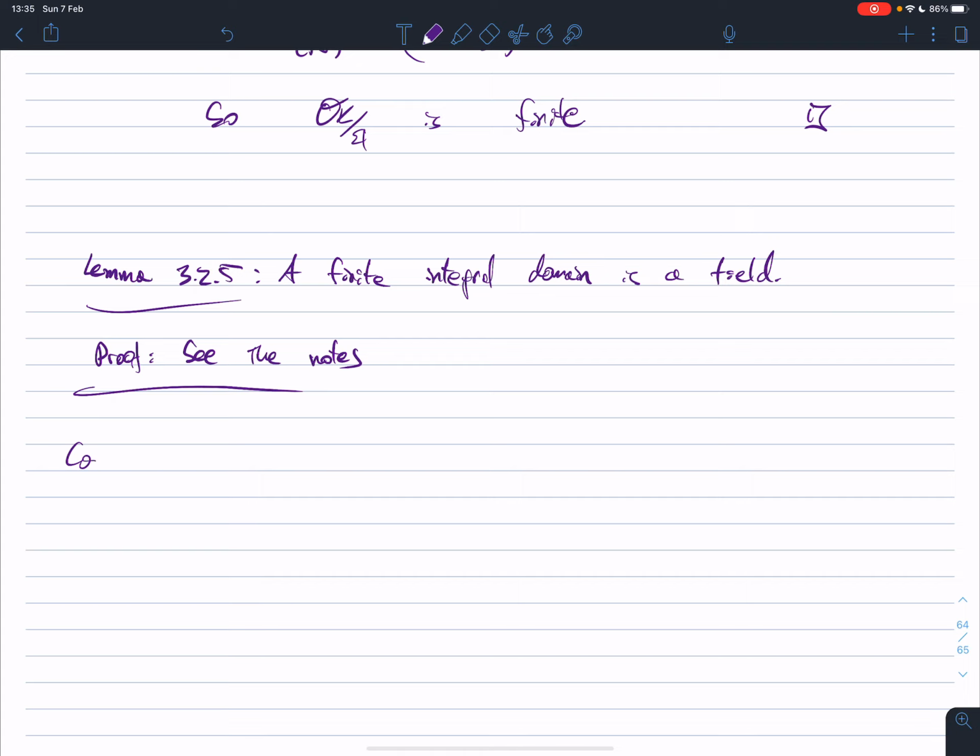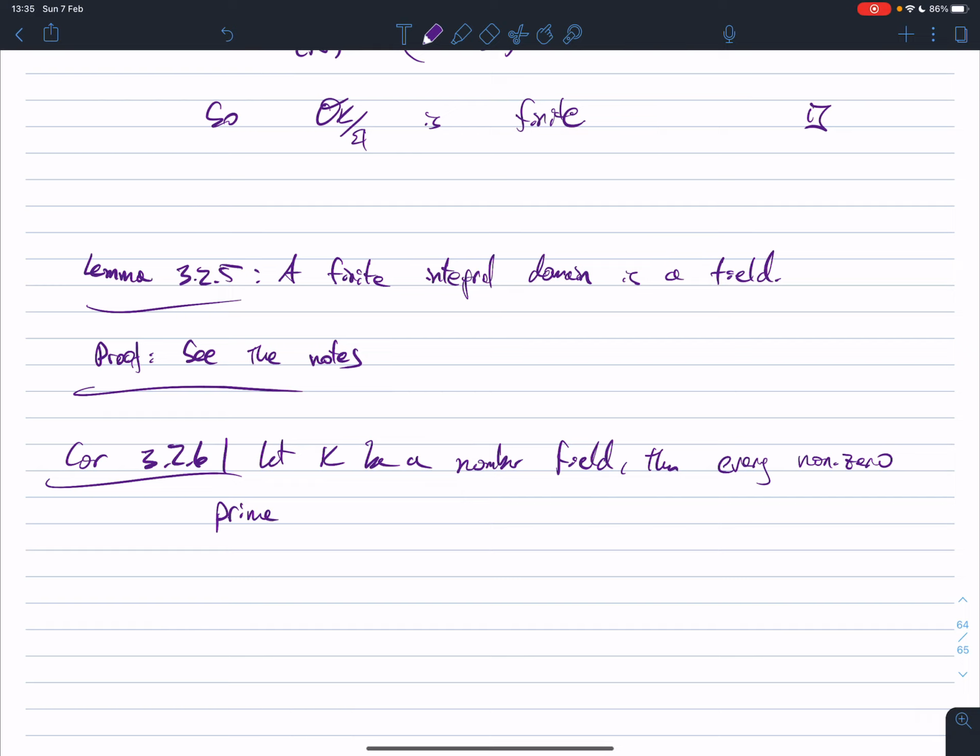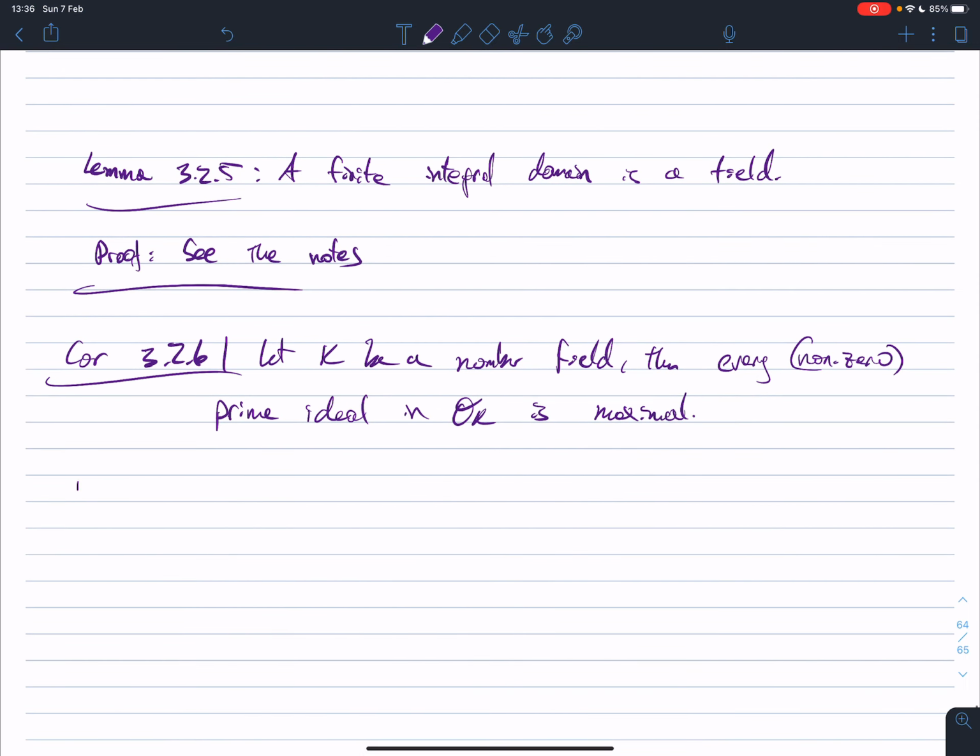So here's a corollary of all of this, corollary 3.2.6. If I have a number field K, then every non-zero, I guess I don't need to say non-zero. Usually when I say prime ideal, it always means non-zero. So every non-zero prime ideal in O_K is maximal. Great. Proof.